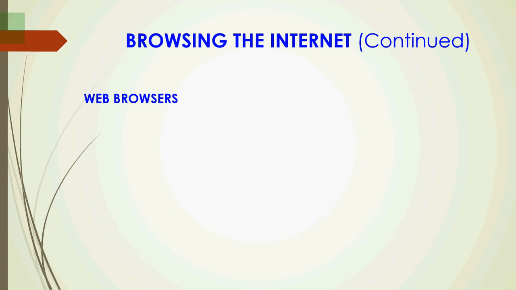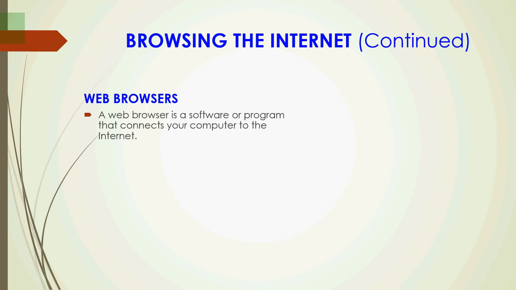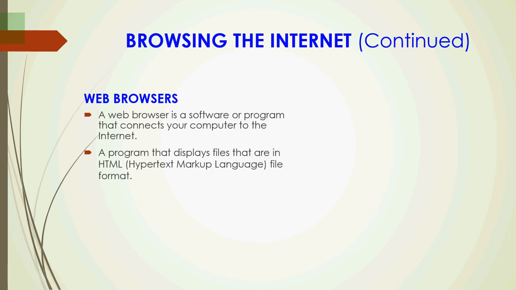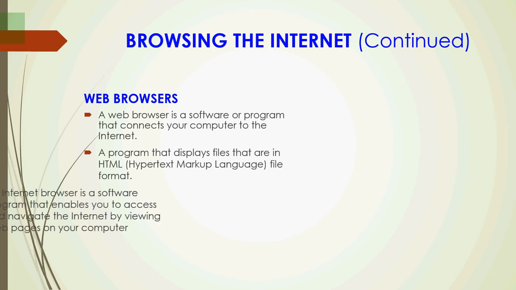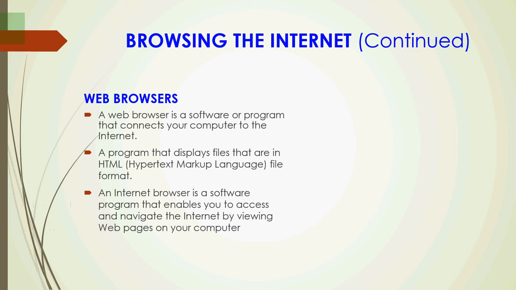So the question is, what is a web browser? A web browser is a software or program that connects your computer to the internet. A program that displays files that are in HTML, that is hypertext markup language file format, is called a web browser. It can also be called an internet browser, a software program that enables you to access and navigate the internet by viewing web pages on your computer.